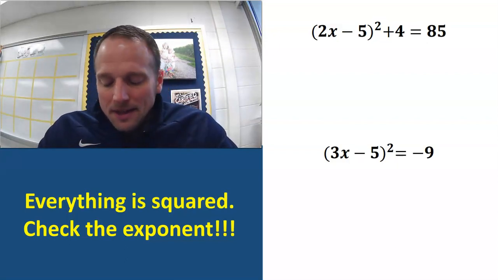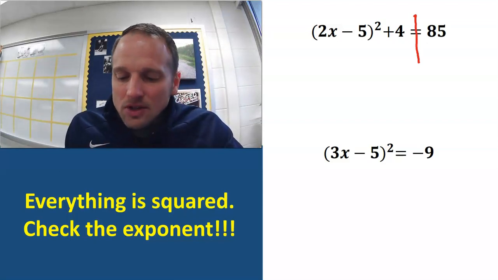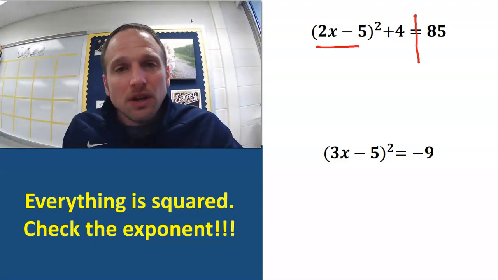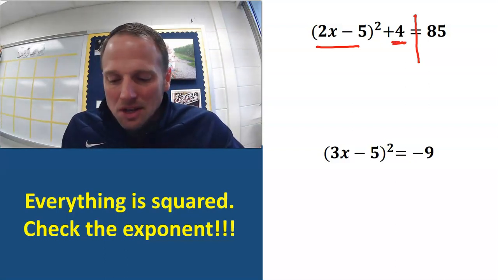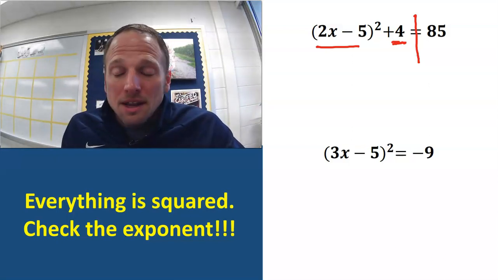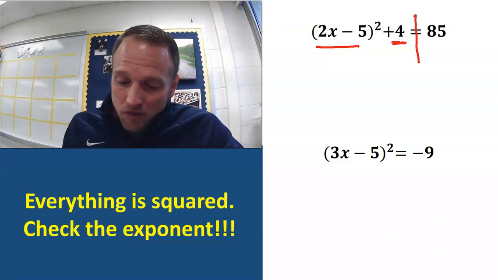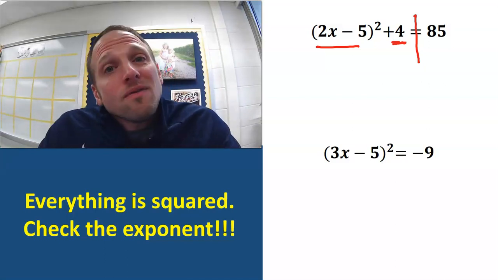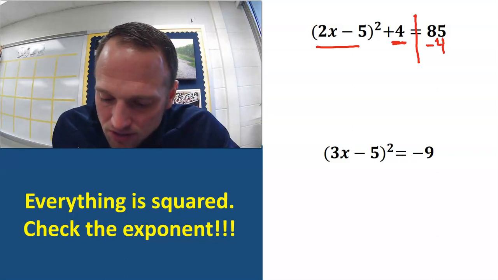Okay, let's look at this next one. Now, this next one, we have a problem because on the left side, this is being squared, but this 4 is not. It would be awesome if that 4 wasn't there, right? Like if everything on the left side was being squared, that'd be awesome, but we've got that 4 there. But no problem, we can make that 4 disappear. We know how to do that. Just subtract the 4 to the other side.